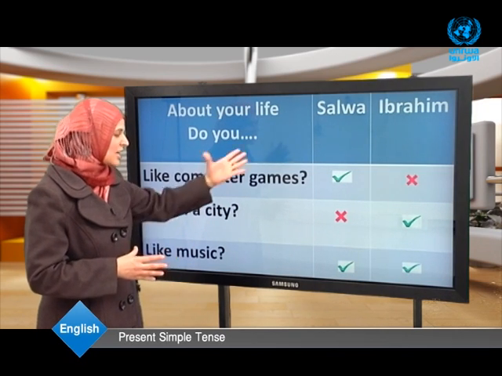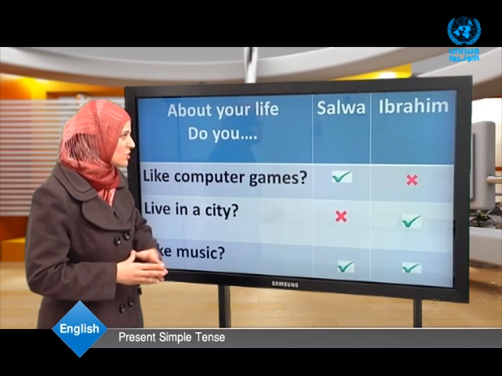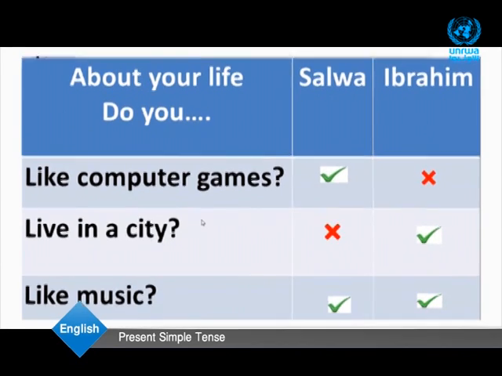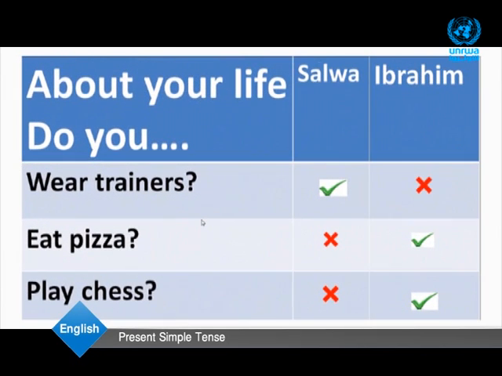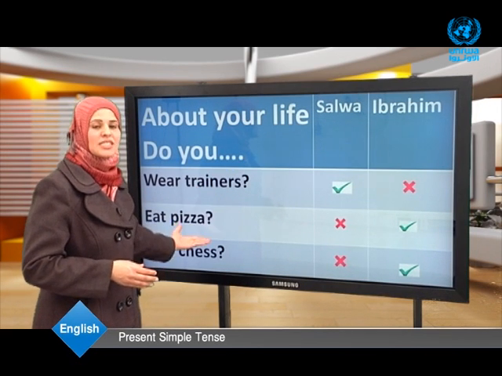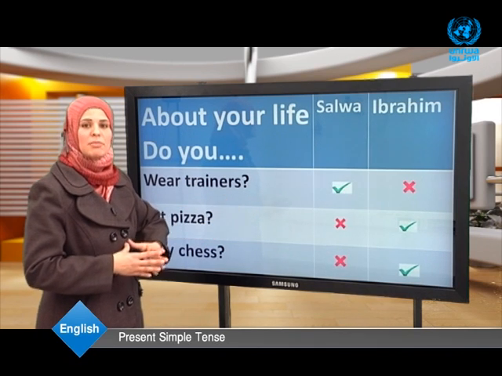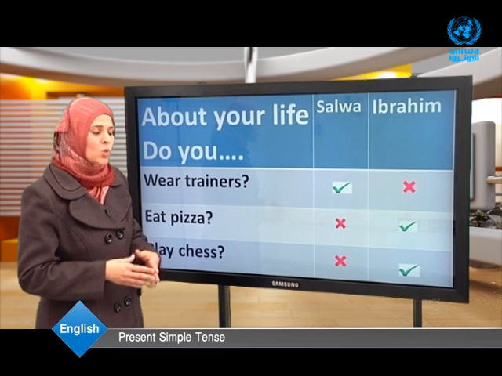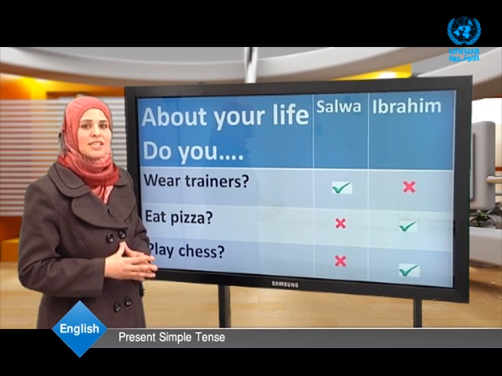Like music: Salwa likes music, and also Ibrahim likes music. Let's continue. Salwa wears trainers, while Ibrahim doesn't wear trainers. Salwa doesn't eat pizza, while Ibrahim eats pizza. Salwa doesn't play chess while Ibrahim plays chess.